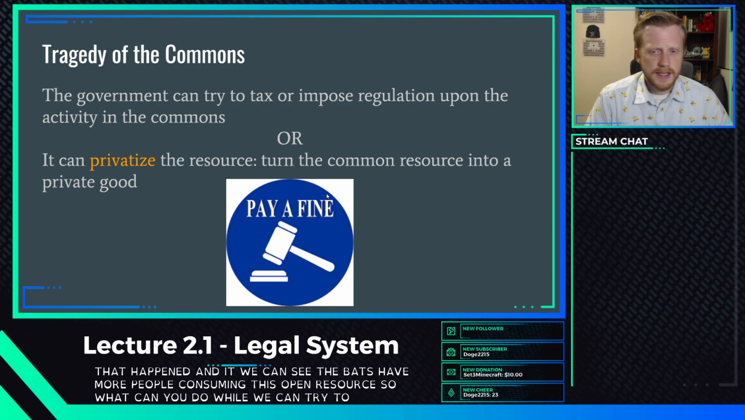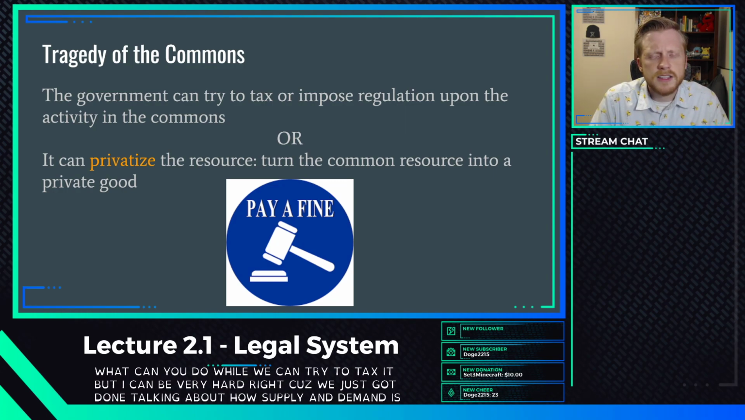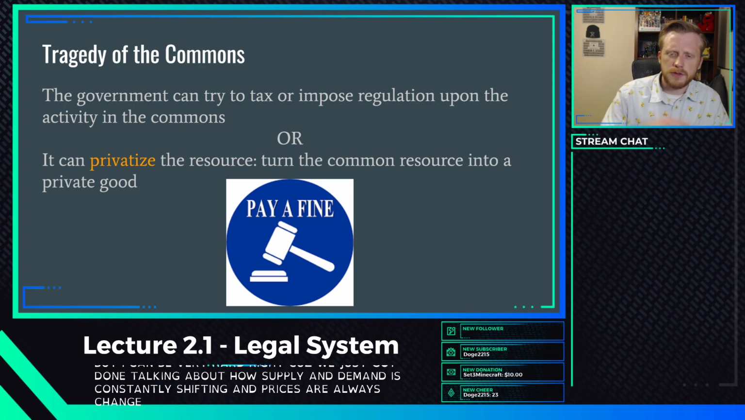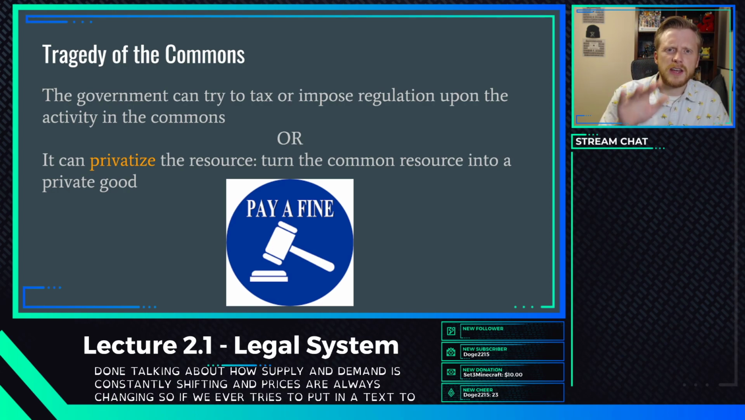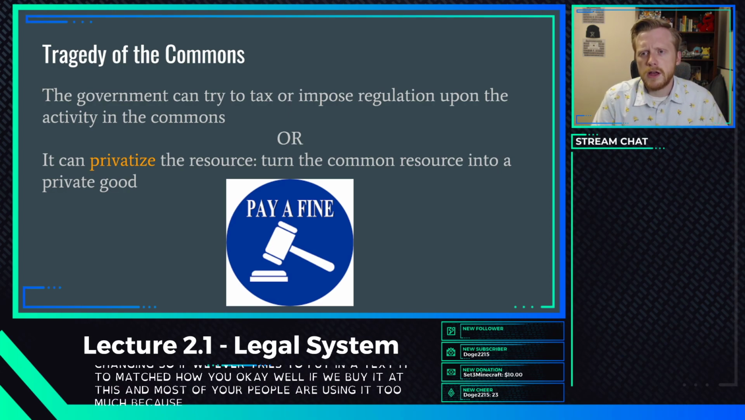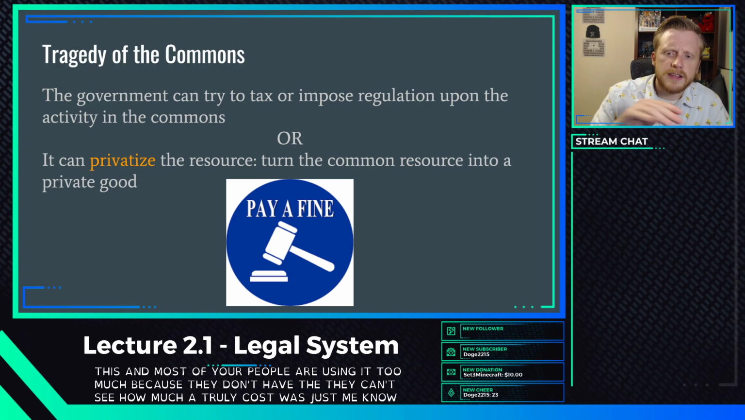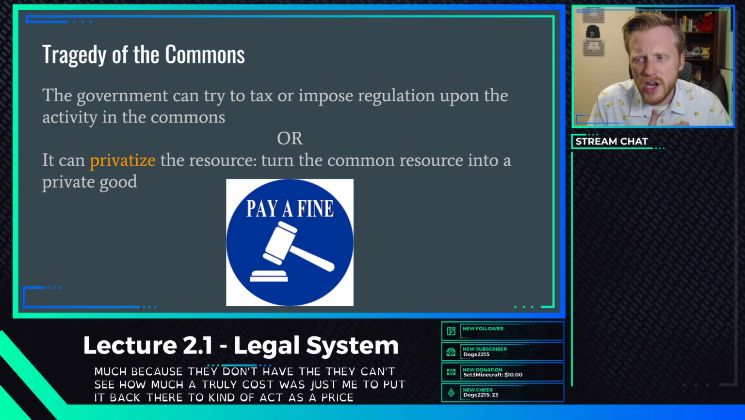So what can we do? Well, we can try to tax it, but that can be very hard, right? Because we just got done talking about how supply and demand is constantly shifting and prices are always changing. So if the government tries to put in a tax to match, okay, well, people are using it too much because they can't see how much it truly costs, so let's put a tax there to act as a price. Well, we know prices always change, right? So that can lead to some problems.